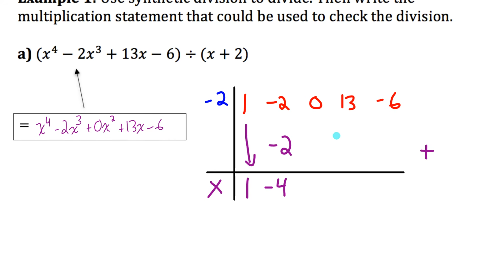Negative 2 times negative 4 is 8. 0 plus 8 is 8. Negative 2 times 8 is negative 16. And 13 plus negative 16 is negative 3. Negative 2 times negative 3 is 6. Negative 6 plus 6, 0.